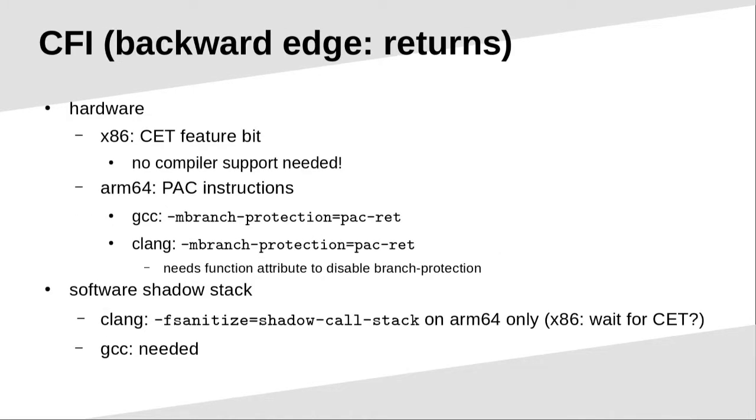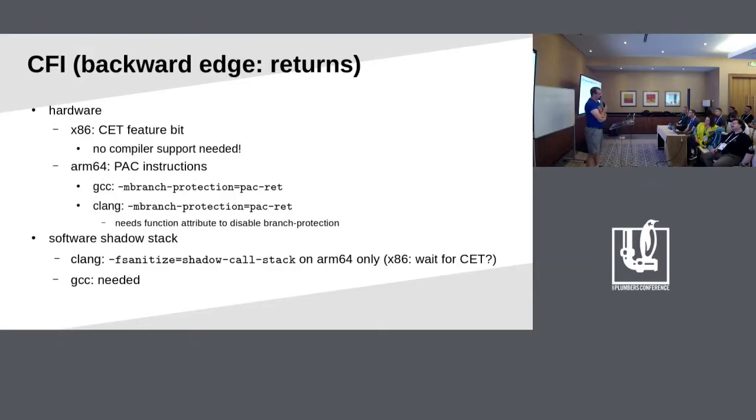I'm going to start with hopefully the easier of the two CFI types. Backward edge CFI, which is testing when you return that you are going somewhere you intended to go. The hardware support for this is where most of the work on this exists in the toolchains. On x86, there's the CET feature bit, and this basically just in the CPU becomes implicit on call and return, so there's actually no compiler support. You just need kernel support and OS support for it to set up the second stack. Like you end up with two stacks.